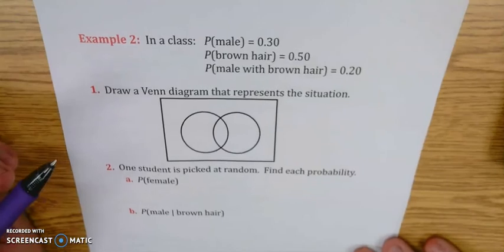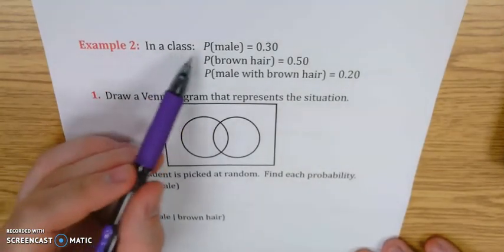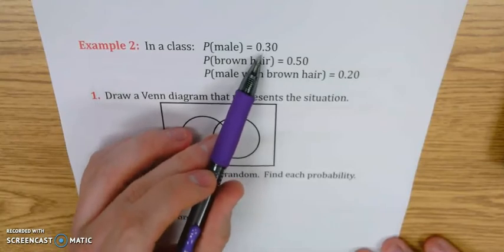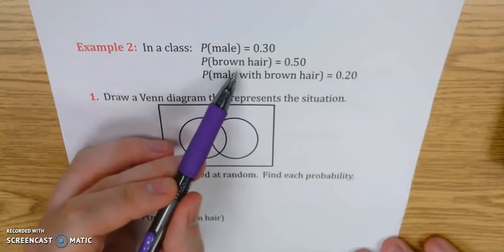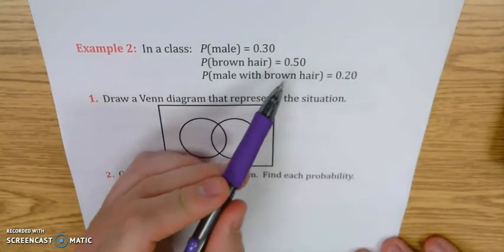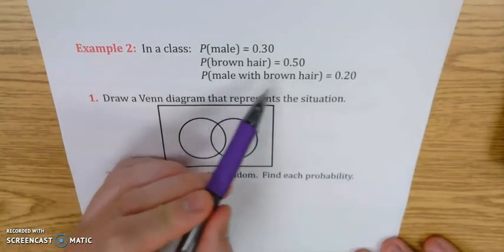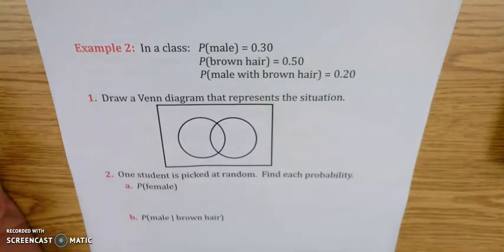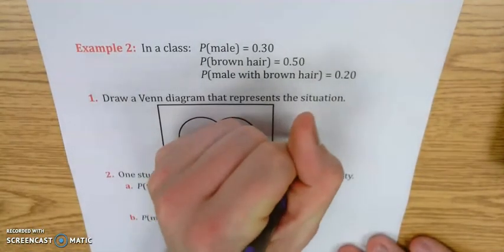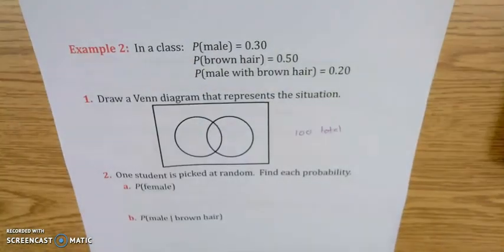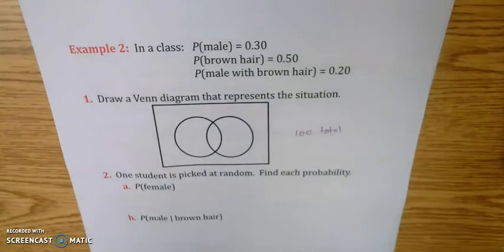All right, so we have a class. Within this class, we have the probability that we select a male is 0.30 or 30%. Probability that someone with brown hair, whether it's male, female, who cares, is 50%. And then the probability male with brown hair would be 20%. For me personally, it's easiest if I just pretend that there are 100 total people in this class. Obviously, that'd be an enormous class, but it makes things easier for the sake of argument here.